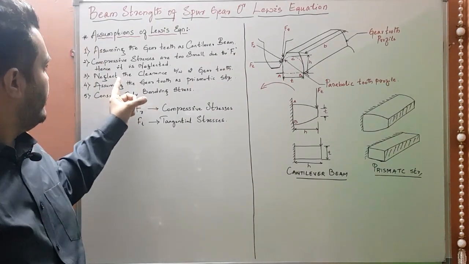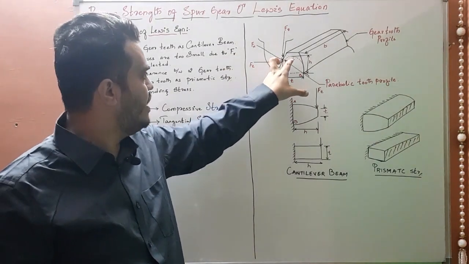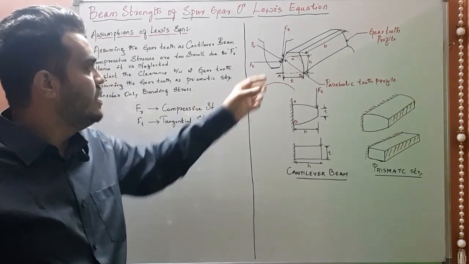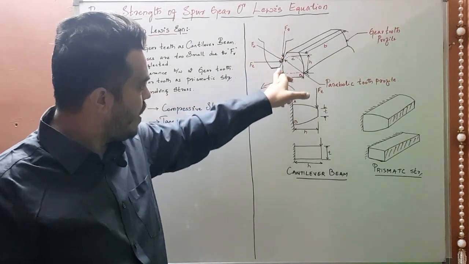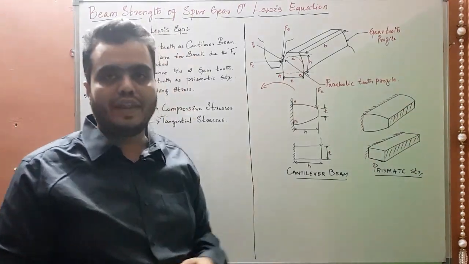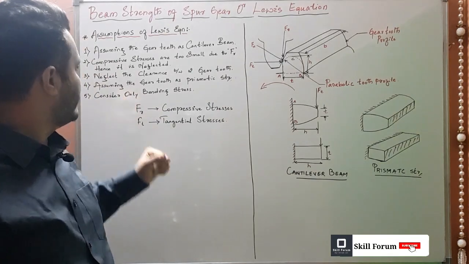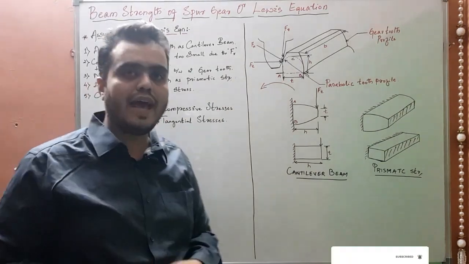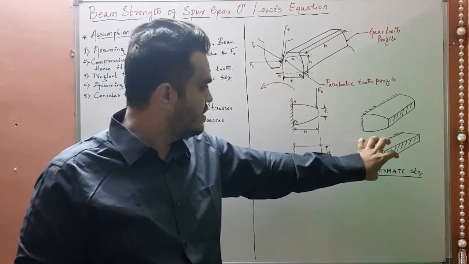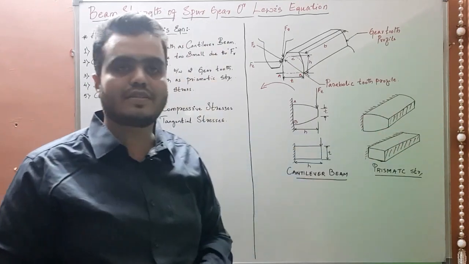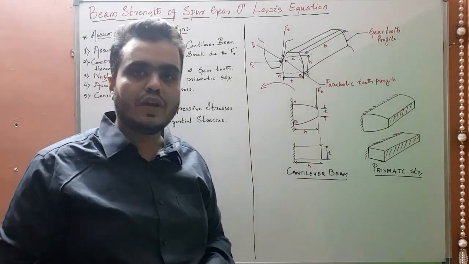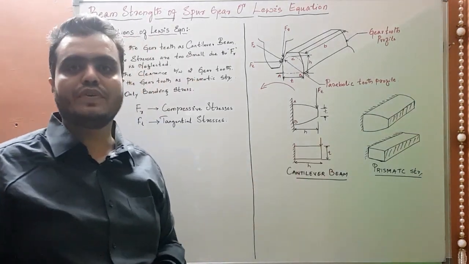Next he has neglected the clearance between two gear teeth. Clearance means whatever misalignment is there between two gear teeth, he has neglected that part. Next he has assumed the gear tooth as a prismatic structure. Here you can observe this is the actual gear tooth. He has considered the gear tooth as a prismatic structure so that it will help to get a proper equation to find out the beam strength of a spur gear.